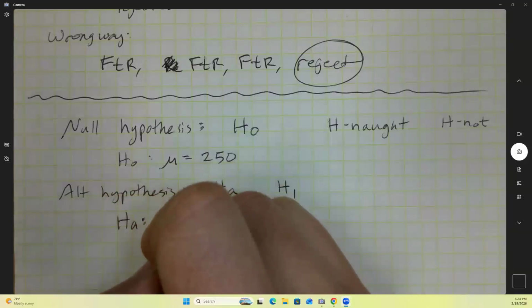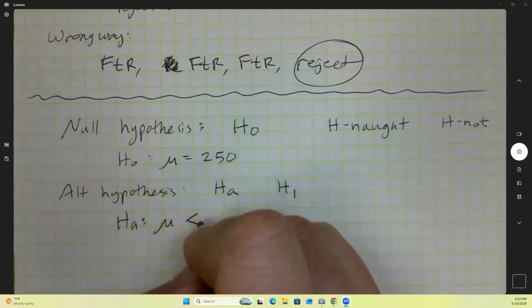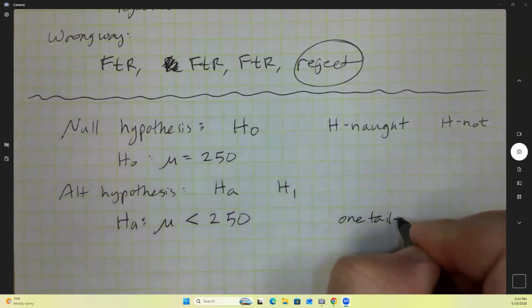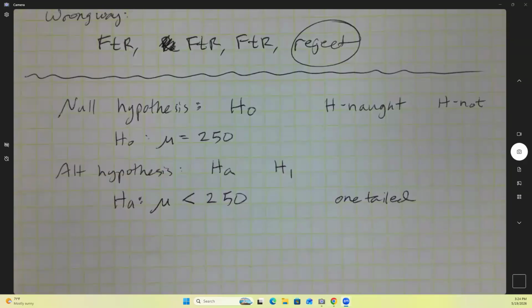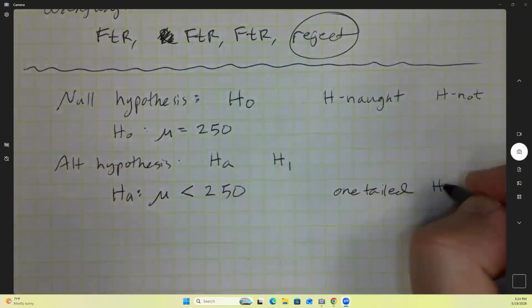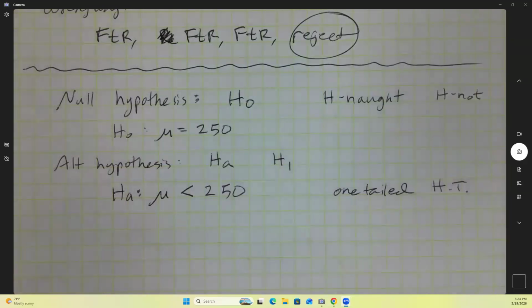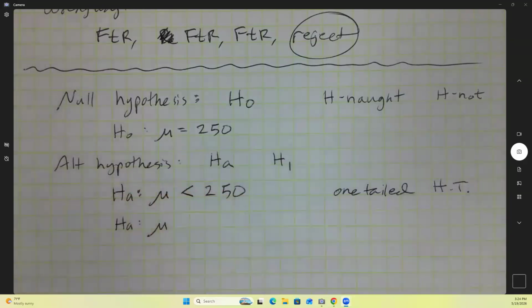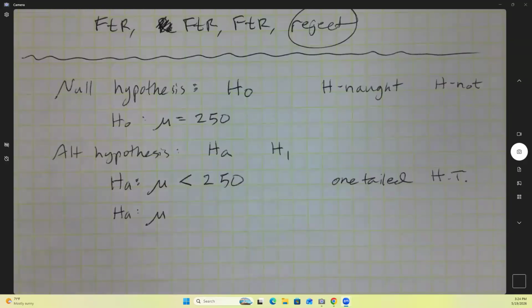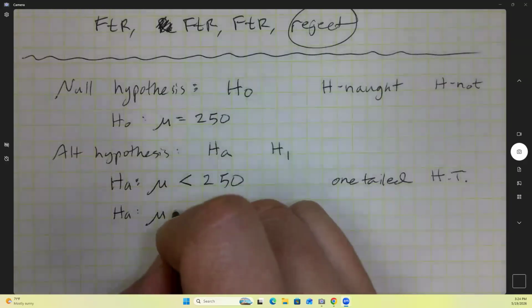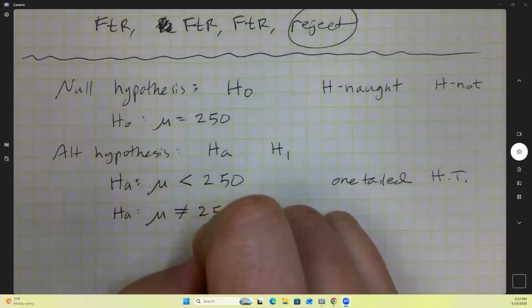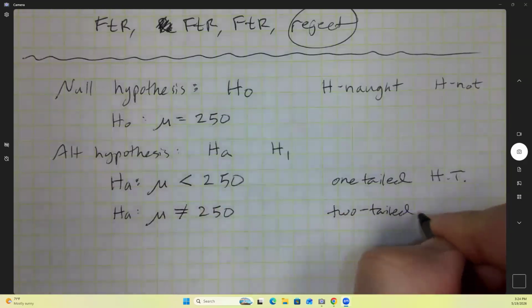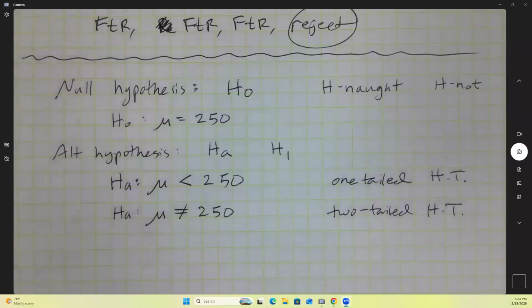And so you might see something like HA: mu is less than 250. This is a 1-tailed hypothesis test. Or maybe I'm just saying HA, I didn't do research beforehand, I'm just curious. So I will just say mu is not equal to 250. This is a 2-tailed hypothesis test.